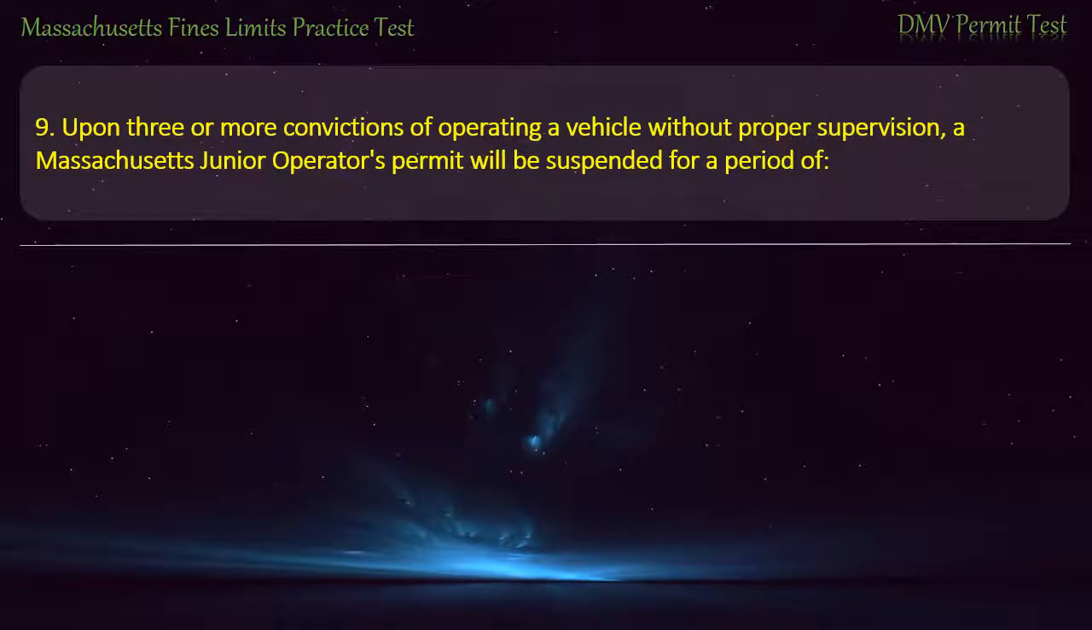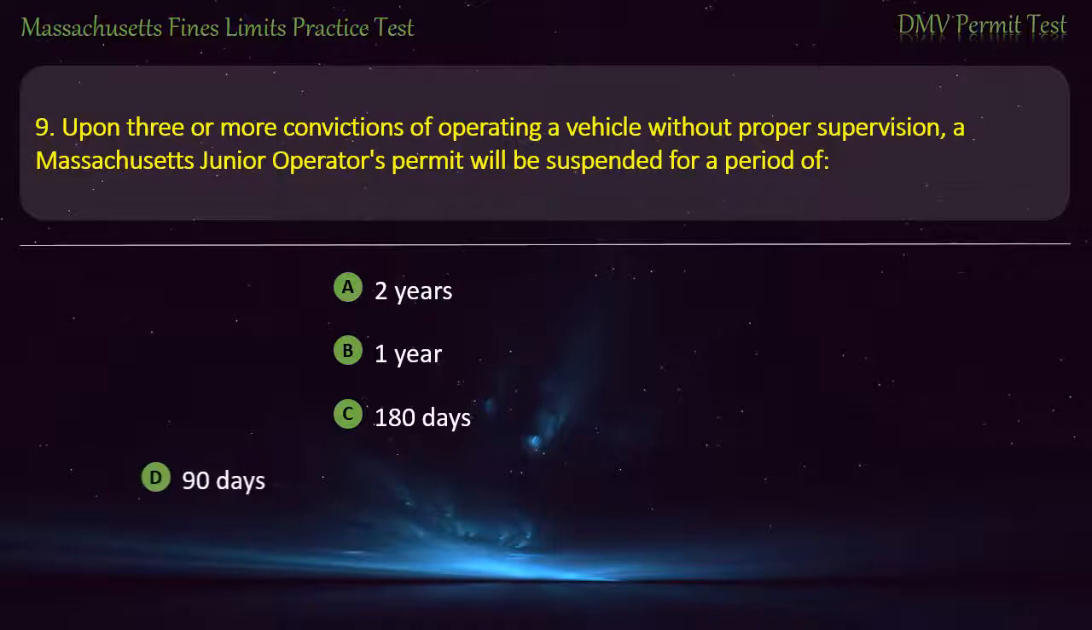Question 9. Upon 3 or more convictions of operating a vehicle without proper supervision, a Massachusetts junior operator's permit will be suspended for a period of 2 years, 1 year, 180 days, 90 days. Answer: 1 year.